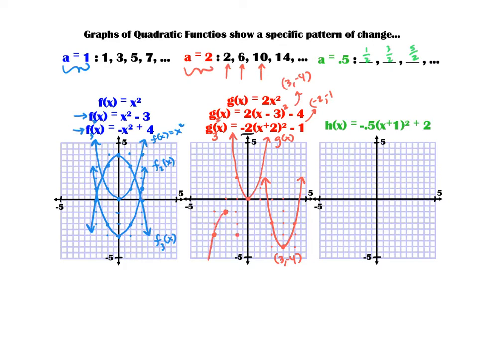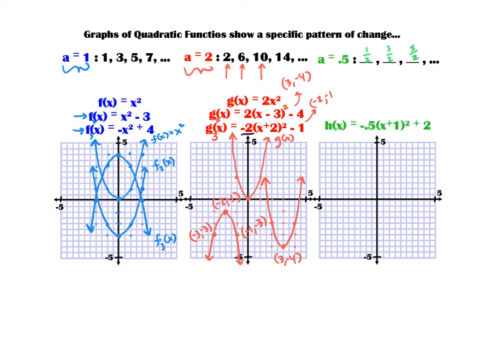Typically, we ask you to identify at least 3 points on a quadratic, so you would say (-2, -1). This would be the point (-1, -3). And this would be the point (-3, -3). Perfect.